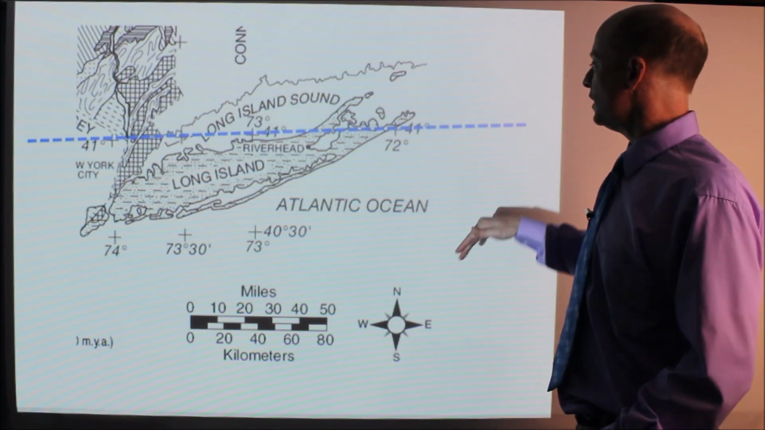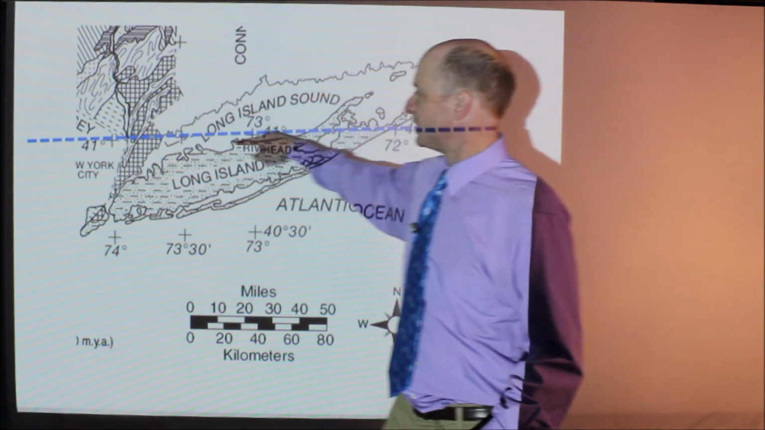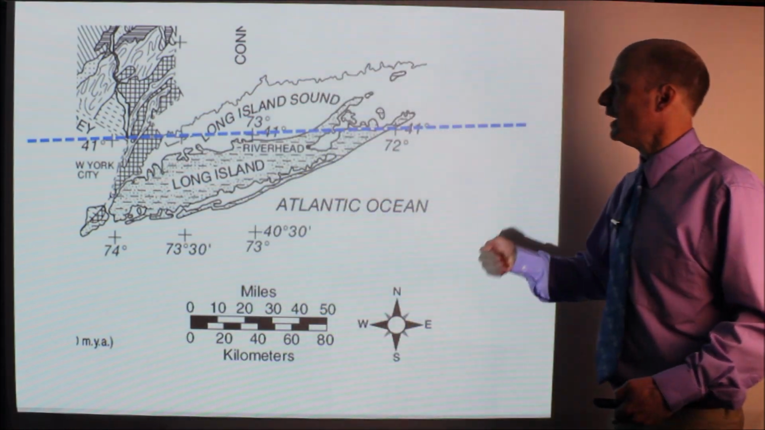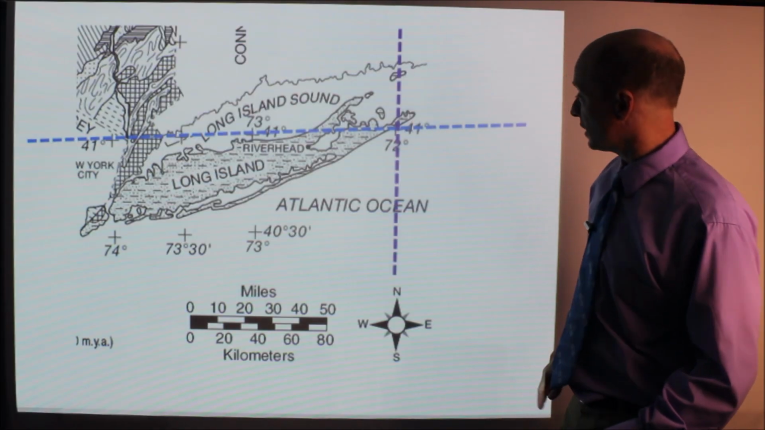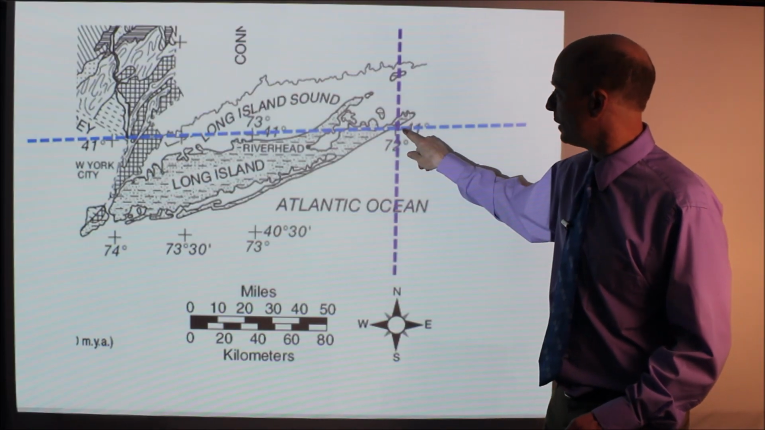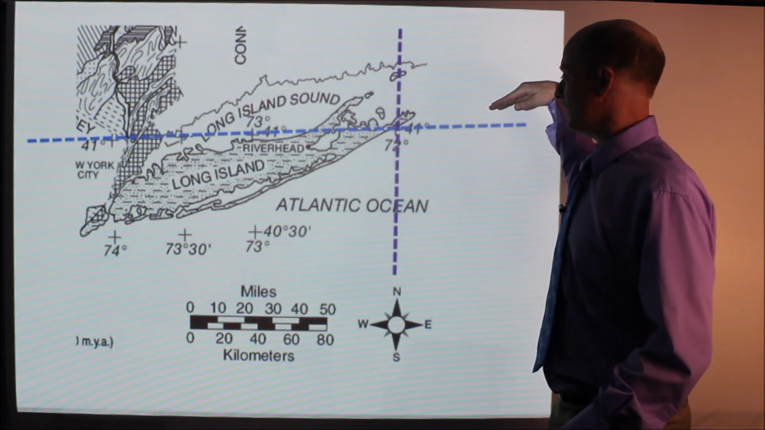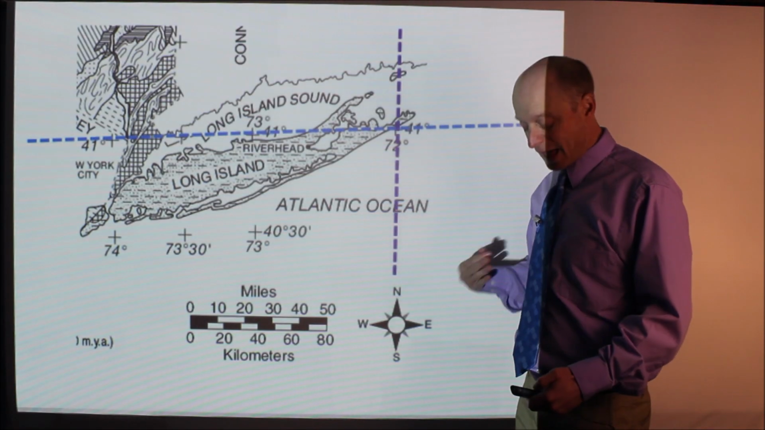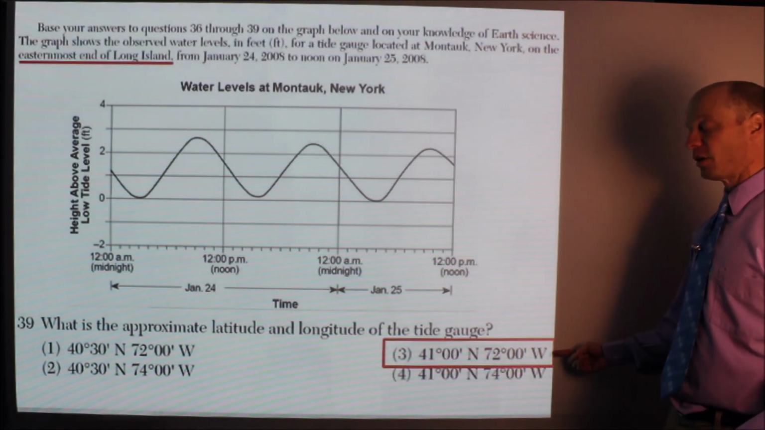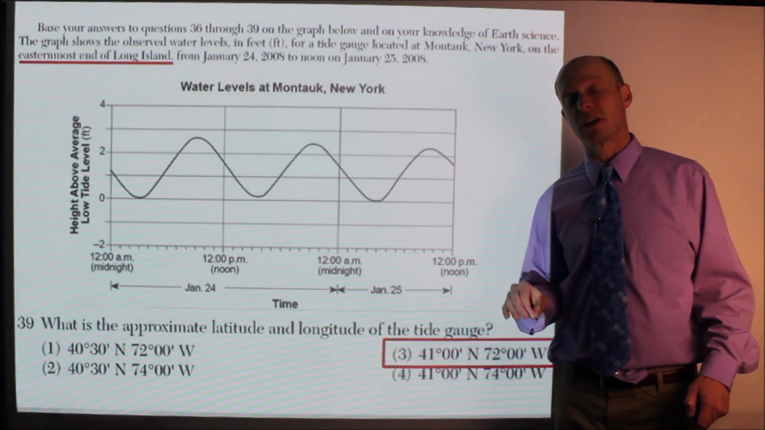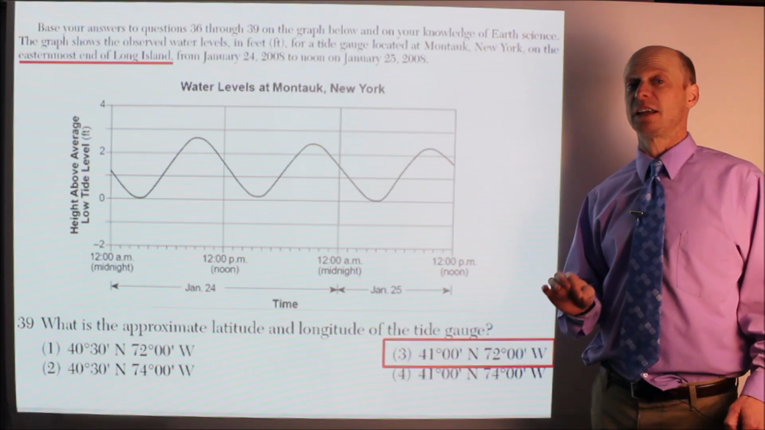But this here I drew in because you have the latitude, 41 degrees. I drew this in blue, so that gives you an idea of the latitude. And then the longitude is going to be this line here, in purple going up and down. So Montauk is very close to the intersection of the 72 degrees west and the 41 degrees north latitude. So which choice is that going to be? It is going to be choice number 3. That one is a little bit tricky, so hopefully that really helped you show how you're supposed to get the answer on that one.